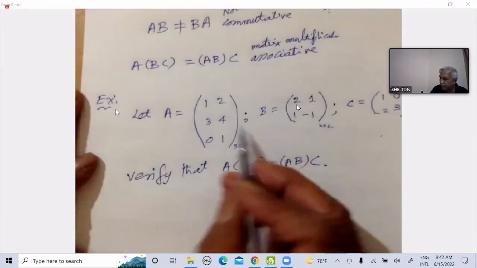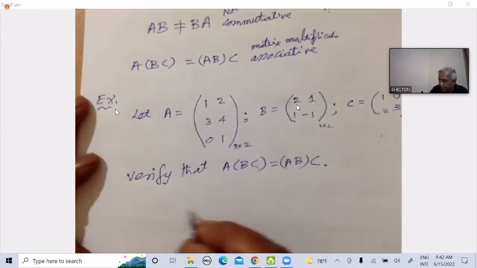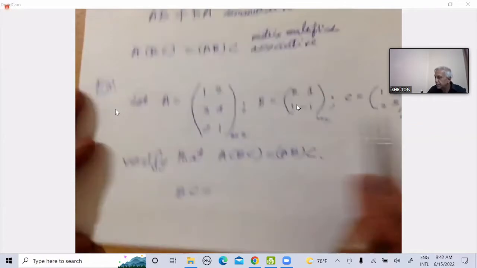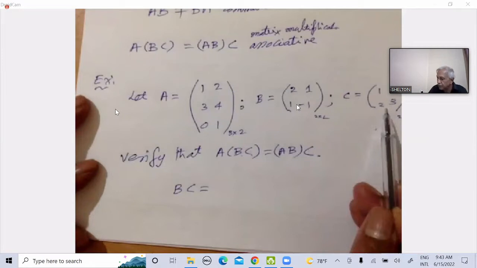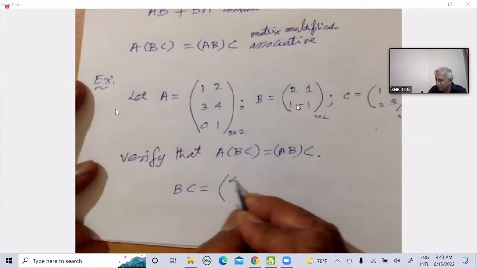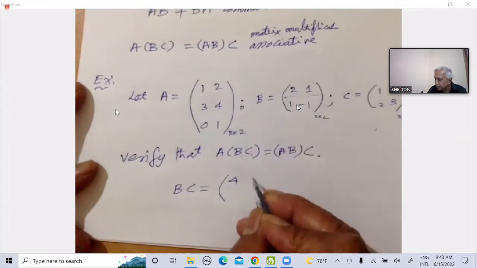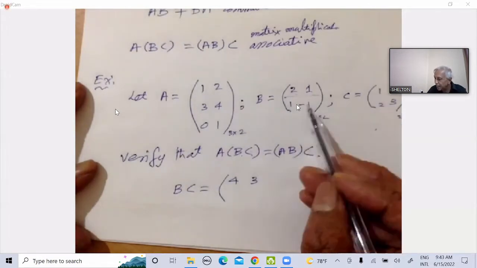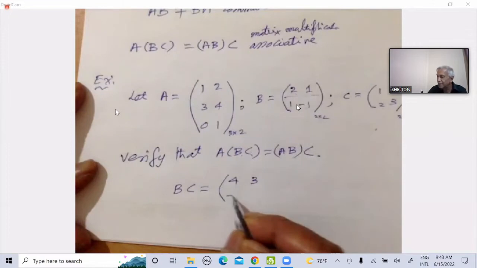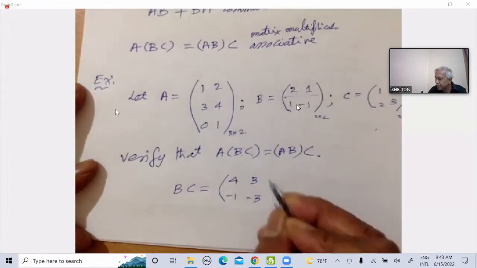A times BC, how do I find it? I need BC first. A is given. Let us write down BC. BC is equal to this times that. 2 times 2, I make mistakes, no? So 4. This one times this, 0, 3. This one times this, 1 minus 2, minus 1. This, 0 minus 3. That is BC.